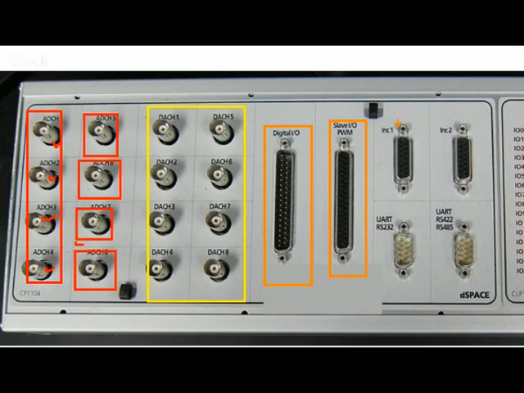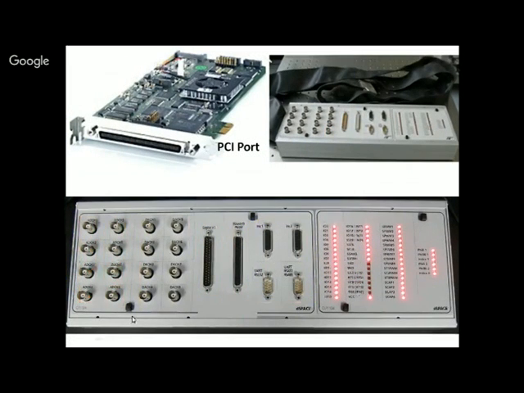And then these things which you can see here, the yellow thing, these ports are mainly used for robotic applications: UART, RS422 and RS485. So if you have some robotic applications, you can go for these ports. So these are the different ports in the D space.